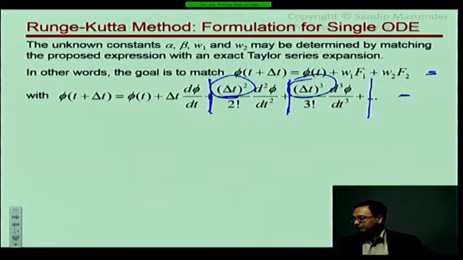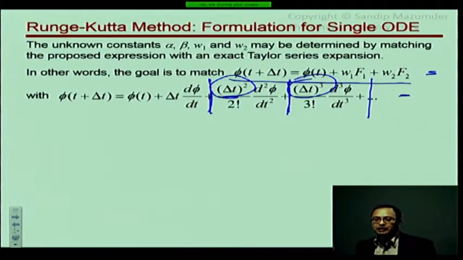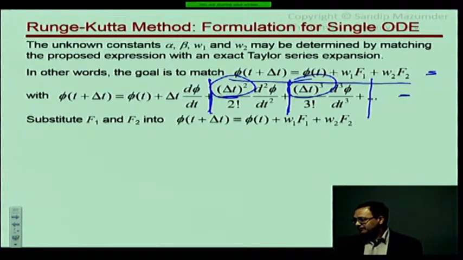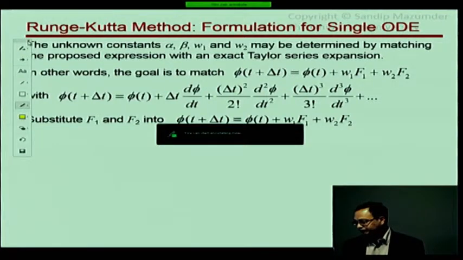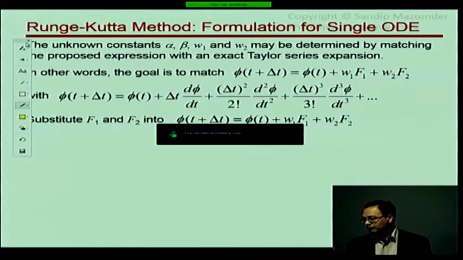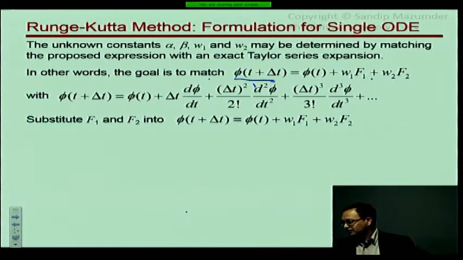How can we match this expression to this Taylor series expansion? Depending on up to how many terms we match the expressions, we get different order schemes in time. So what we are going to do to make that comparison, and let me just get rid of this so we can clearly see this, is substitute the expressions that we had in the previous page for F1 and F2 into our basic proposed formula.